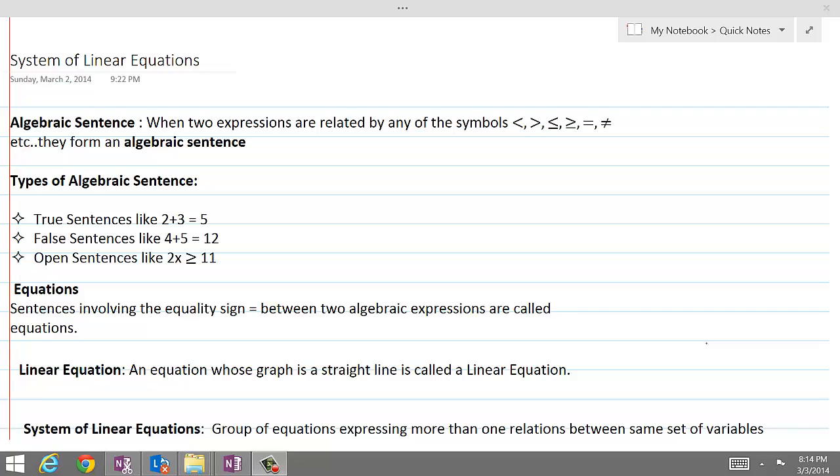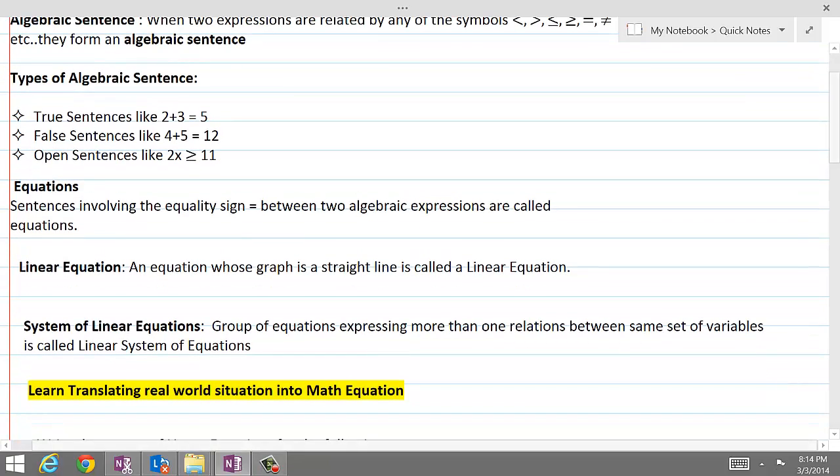If we write a sentence like 2x is greater than or equal to 11, it is called an open sentence. The reason is that we don't know the value of x. It could be true for some values of x, but it could be false for other values of x. Therefore, it is called an open sentence.